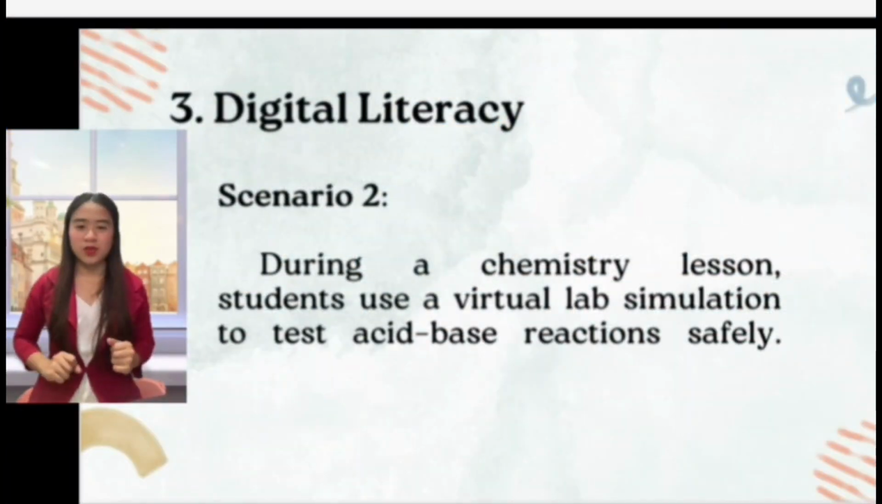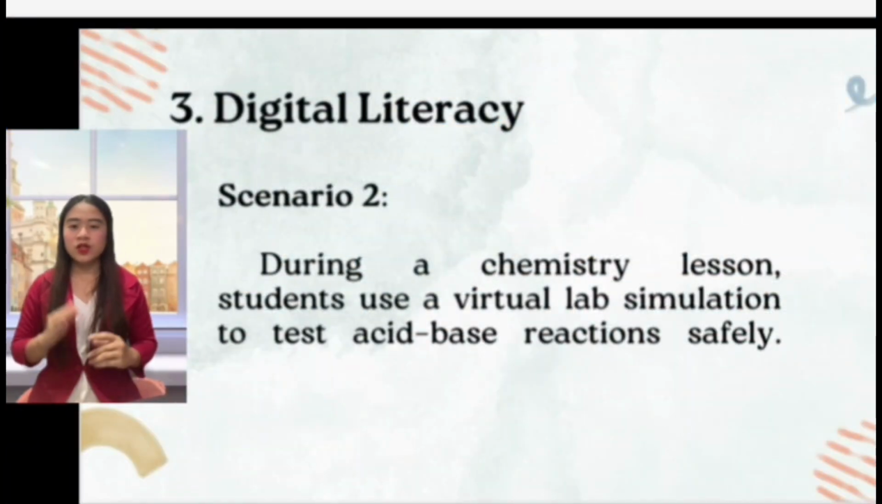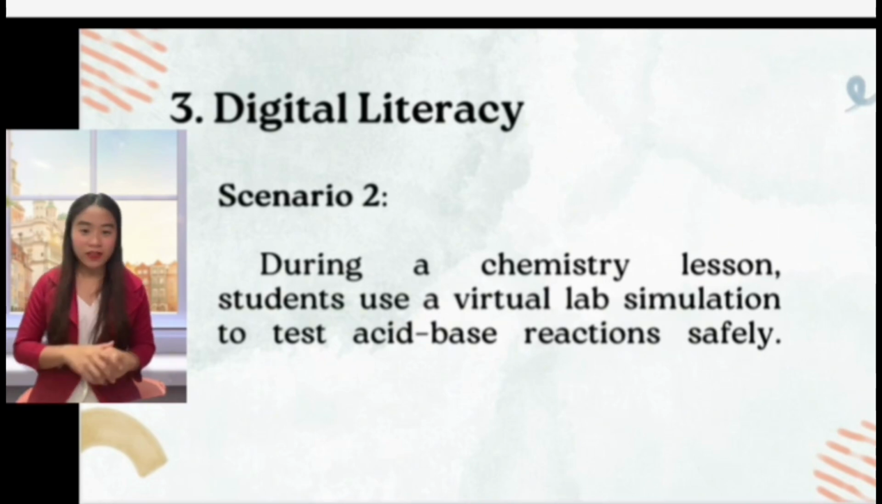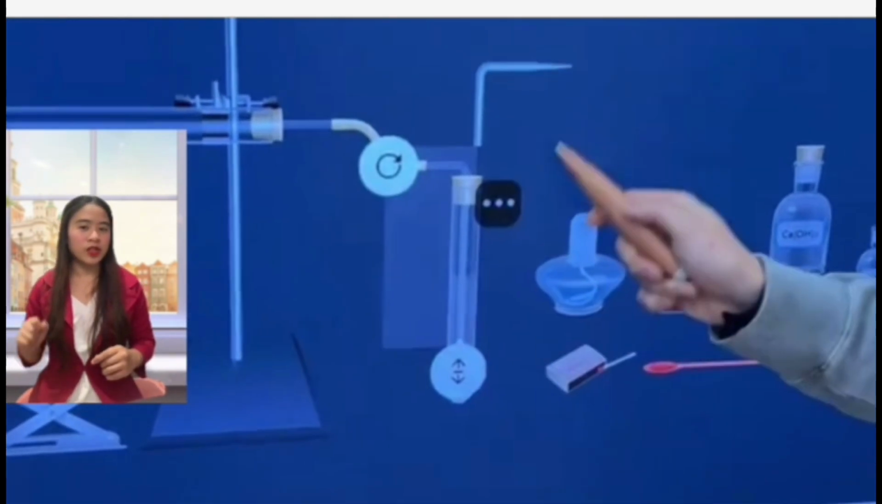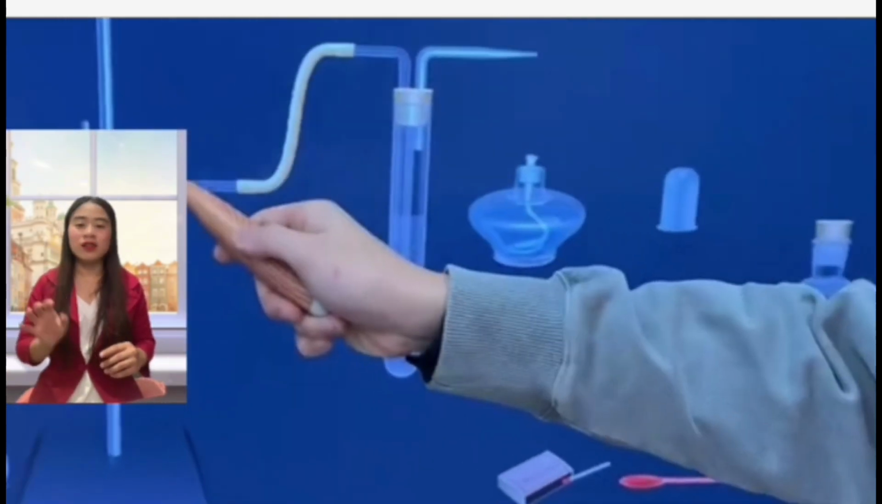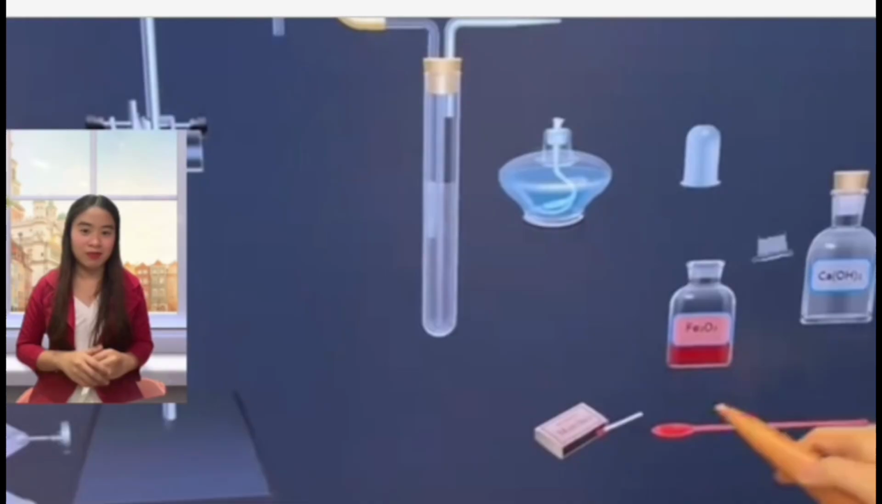Scenario number 2. During chemistry lesson, the students use a virtual lab simulation to test acid-base reactions safely. This means digital literacy makes experiments safer. The students can try things online without using real dangerous chemicals.